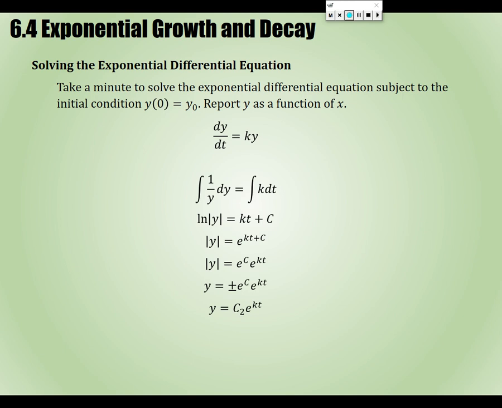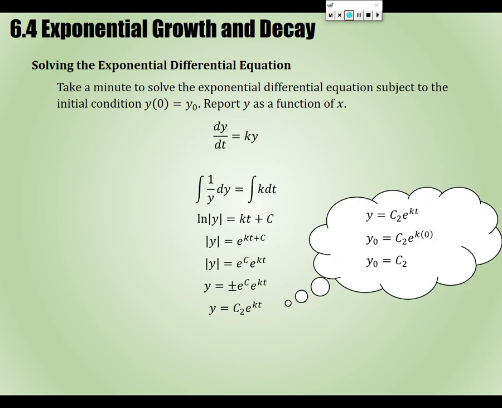And then applying the initial condition, it turns out that by C2, really we meant y0, right? So let's just verify that this is the solution. It's in a box now, so I guess I'm sure about it. If you plug in 0, do you get y0? Nod your head.